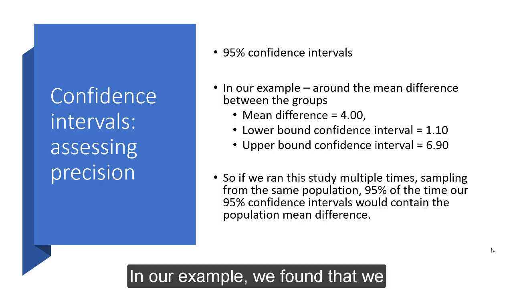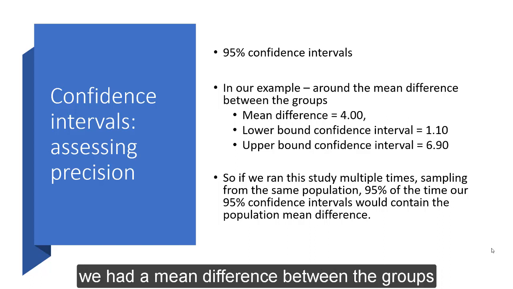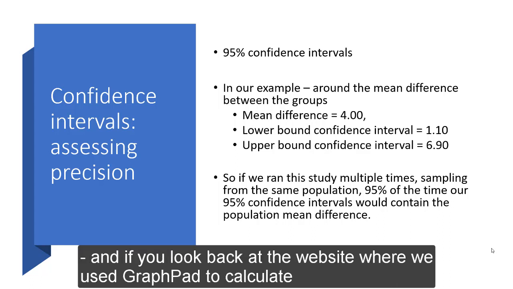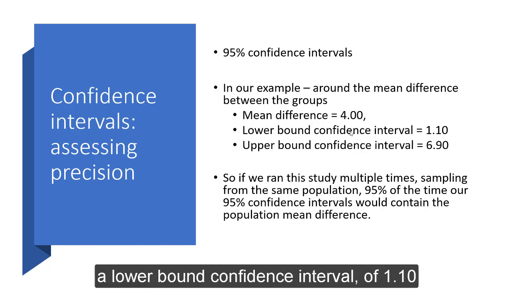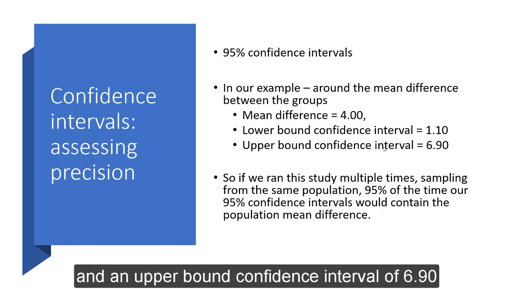But in our example, we found that we had a mean difference between the groups, and if you look back at the website where we used GraphPad to calculate the t-test results, alongside the p-value we also had reported a lower bound confidence interval of 1.10 and an upper bound confidence interval of 6.90.